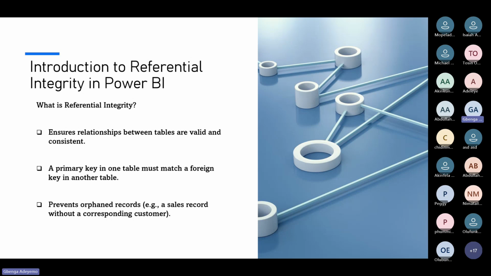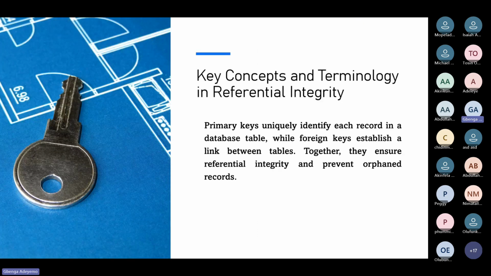Now let's go ahead. I know that you all have a basic foundational knowledge of primary key and foreign key. A primary key is a key that uniquely identifies each record in a database table, or in the Power BI table also, right? While a foreign key establishes the link between the tables. Now, the two connecting keys, primary and foreign key, are the ones that ensure referential integrity and prevent orphan records.